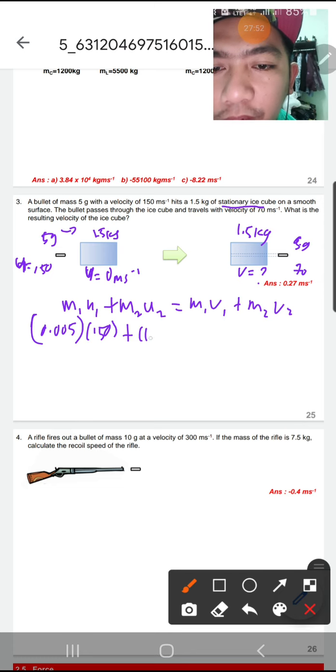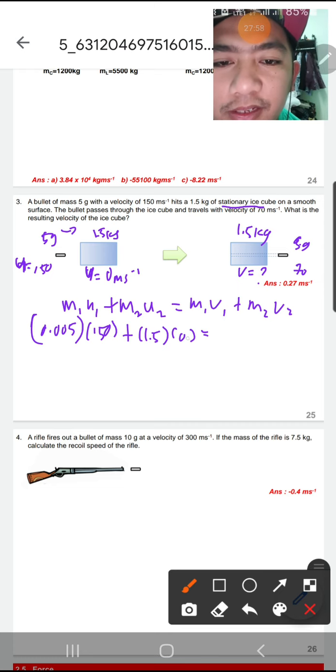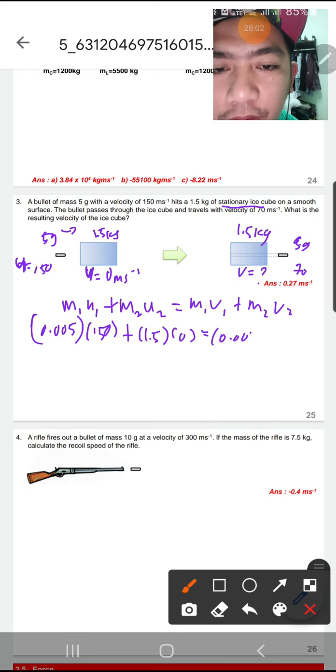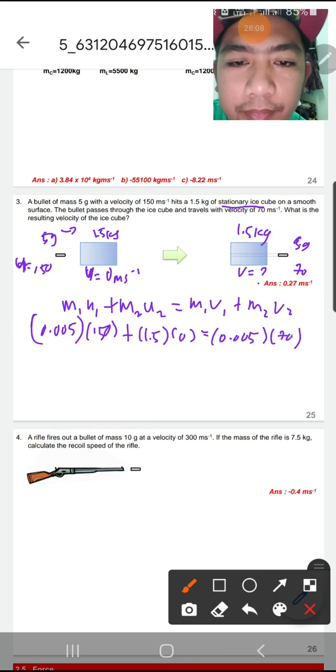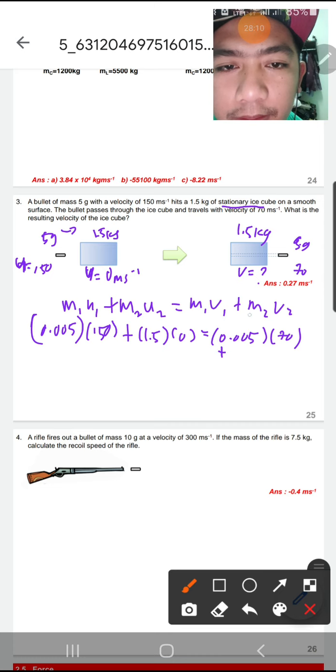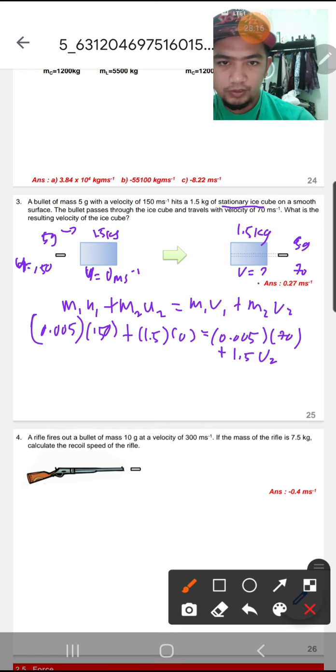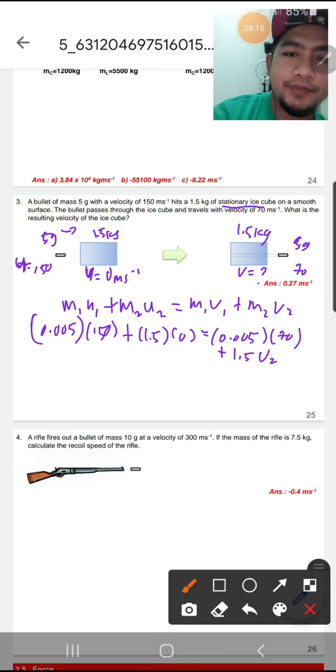the mass is 1.5 times 0, because it is stationary. So m1 is 0.005 times 70 plus m2, 1.5, times v2, the final velocity for the ice, right?